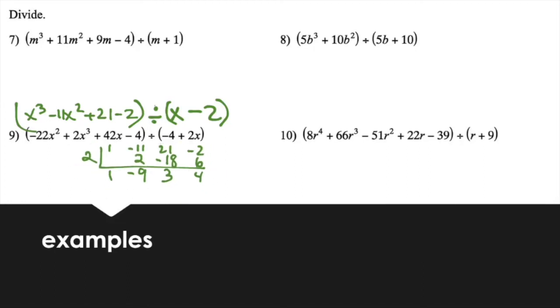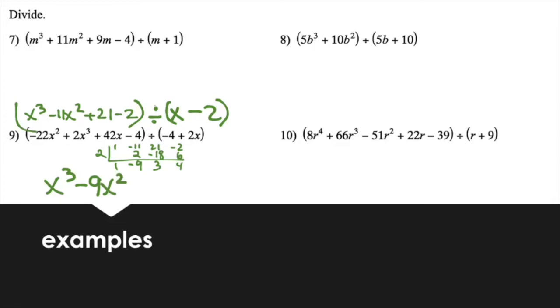Our quotient is right here with those coefficients. We started off at the third power, so we're going to go down by 1. So we're going to have x to the third, or 1x to the third, but I don't need to write the 1. Minus 9x squared. We started off with the x here. We're going to go down by 1 to make it 2. We'll have x to the second. We could put the 1 in front, but we don't need to. Minus 9x plus 3. Now our remainder is that 4. It's going to be 4 over x minus 2. There's number 9.